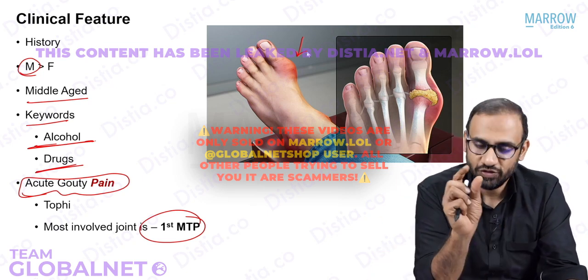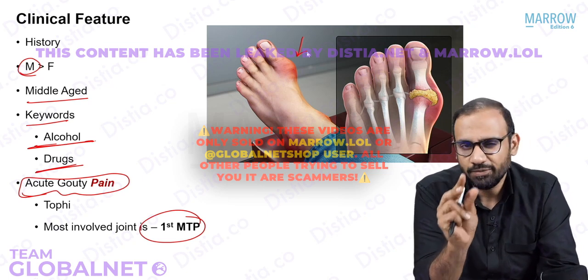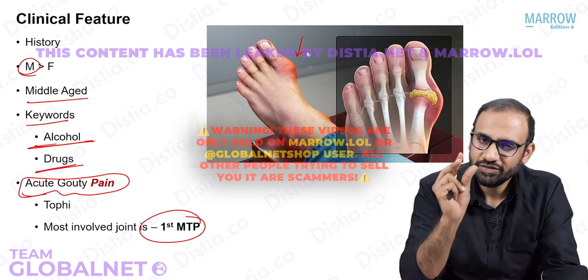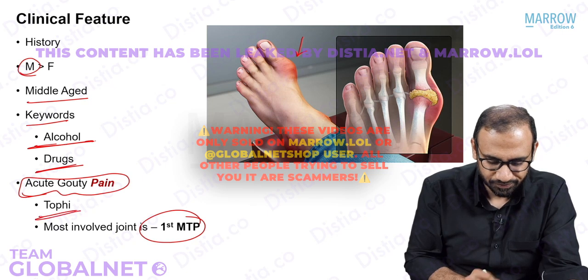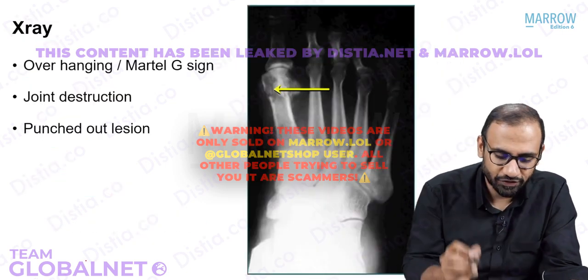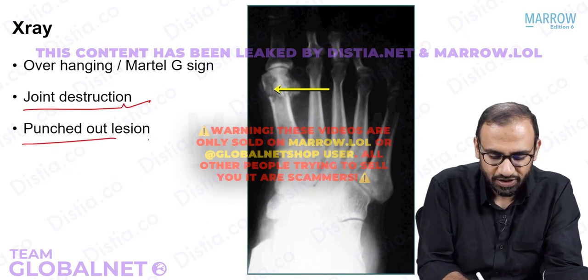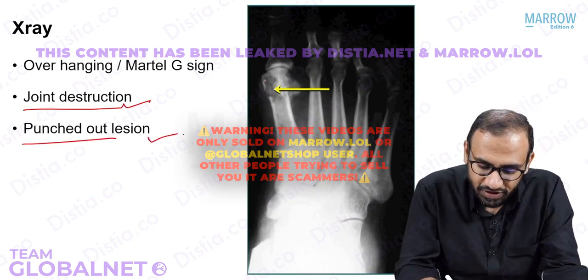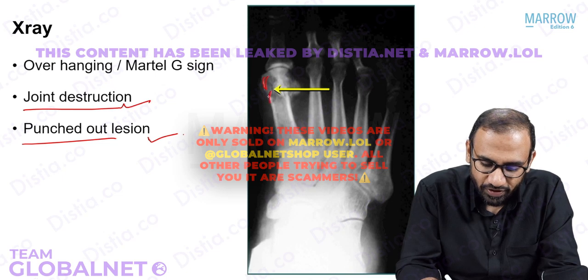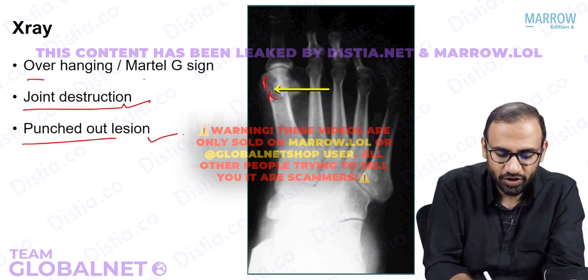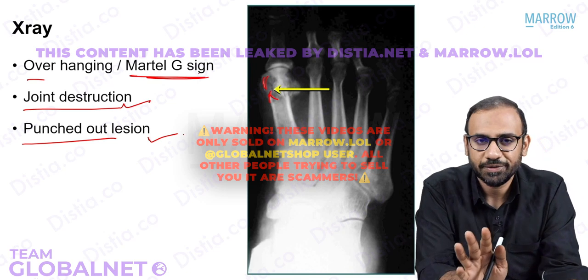Clinically, what will you have? You will have swelling, redness and pain. This swollen red first MTP is what is known as your tophi. On X-ray, what will you notice? Destruction. Punched out lesions will be there, and because of destruction, some bone will appear overhanging. This is known as the overhanging or Martel's G sign.